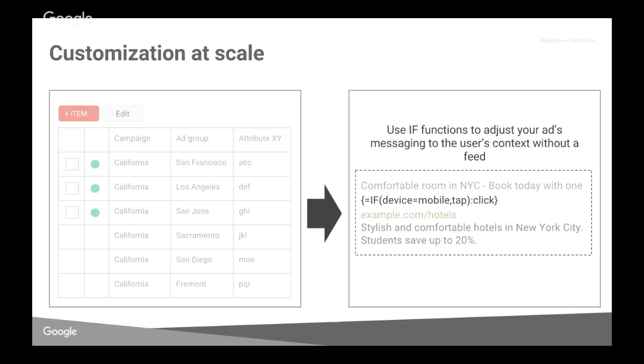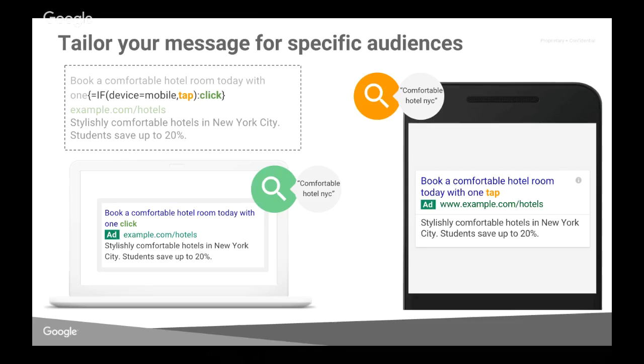Essentially what you're doing is adjusting your ad's messaging to the user's context. So if they're on a mobile, if they're in a certain location, if they're a returning visitor to the site. For example, if they're on a mobile, you can enter an if function into your ad headline. If they're searching on a desktop, what they will see is book a comfortable hotel room today with one click. If they're searching on a mobile, what they will see is one tap. That's a very simple one.